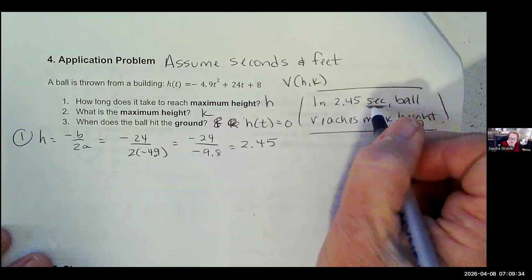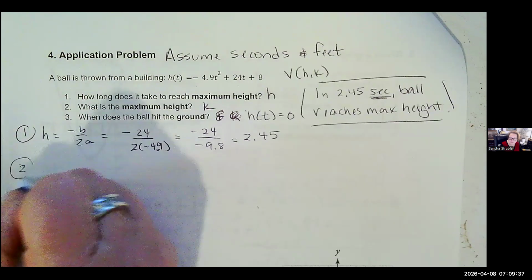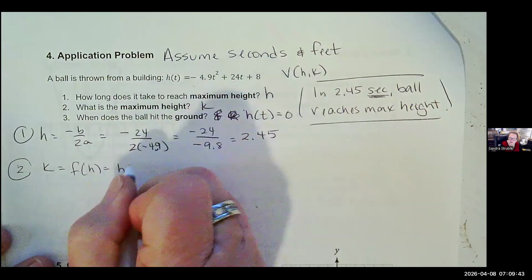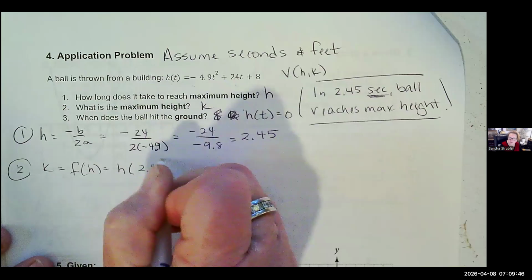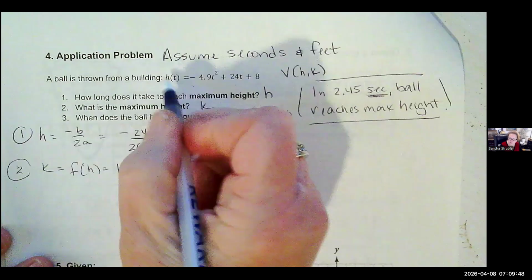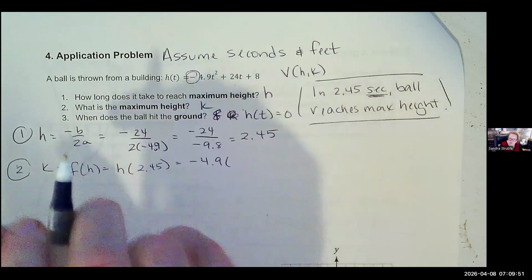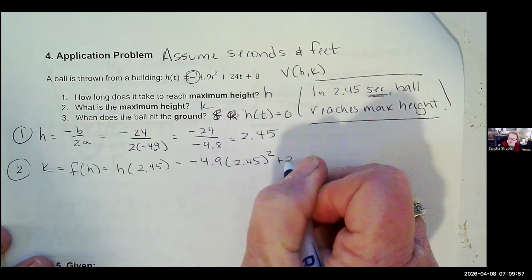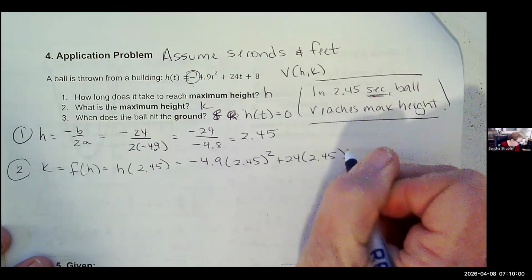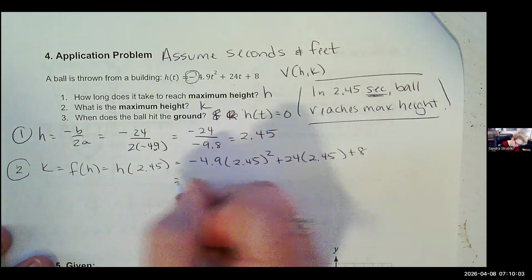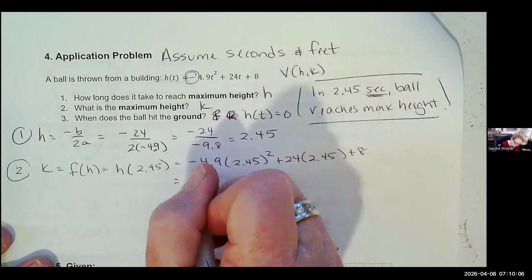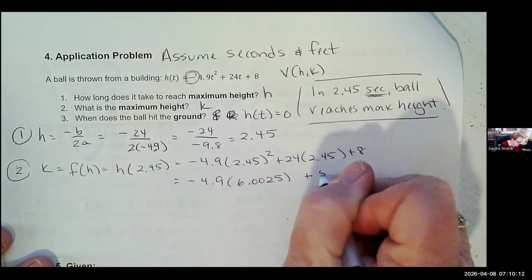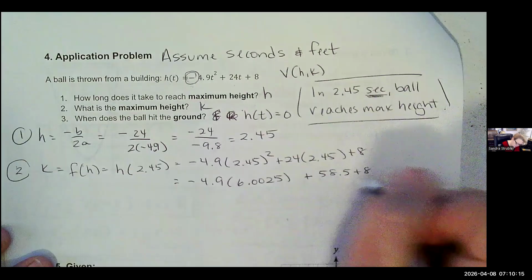2 is to find my k. That's f of h. So in this case, it's going to be h of 2.45. So negative 4.9. A lot of people forget this negative. Be careful. It has to be a negative. 2.45 squared plus 24 times 2.45 plus 8. All right, what are my numbers here? So negative 4.9, 6.0025 plus 58.5 plus 8. And then you multiply and then add them all together, and you get 37.39.